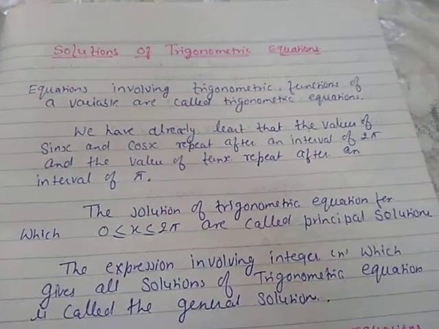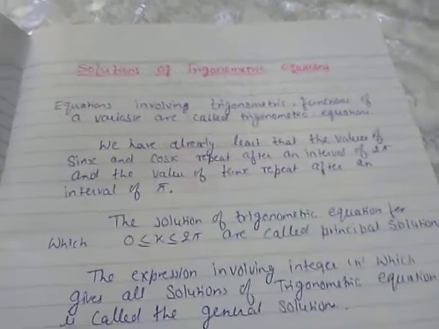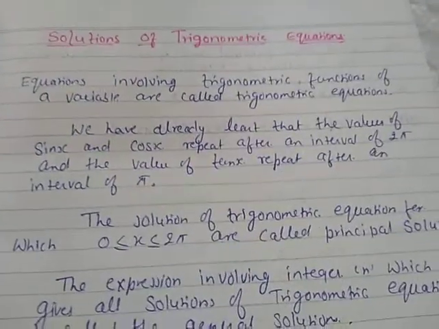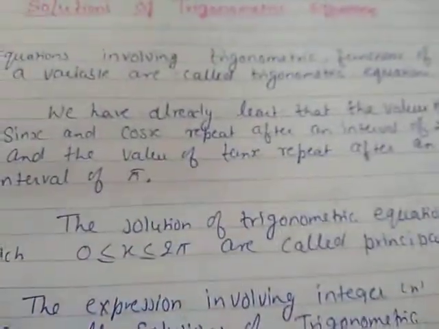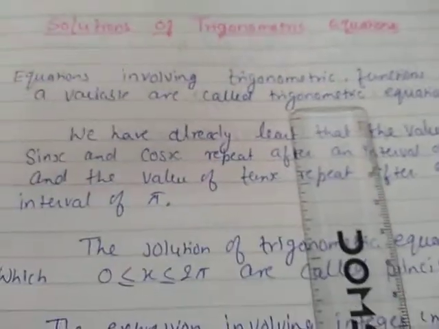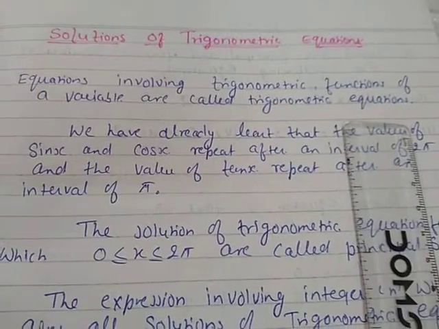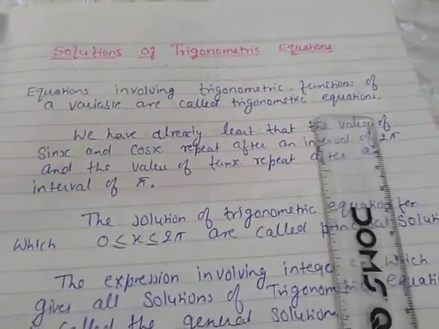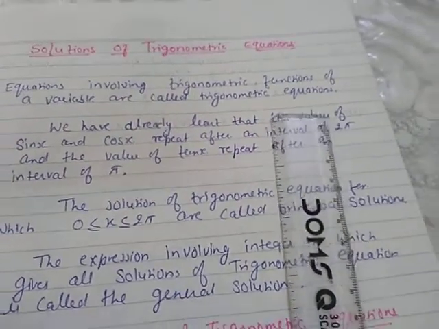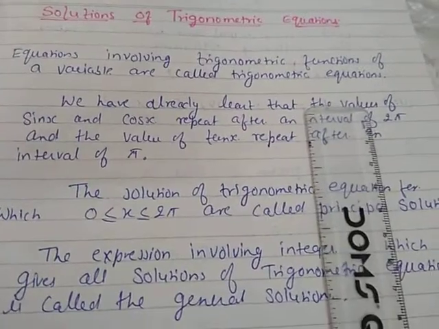Now children, in this video I am going to explain exercise 3.4, that is solution of trigonometric equations. The equations involving trigonometric functions of a variable are called trigonometric equations. An equation where trigonometric functions are involved, that means sin x is equal to 0, then we need to find out the value of x.